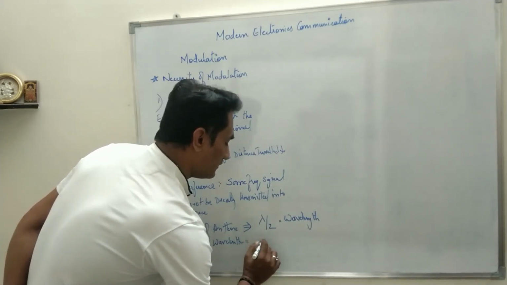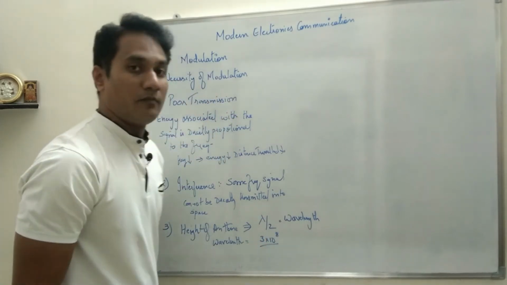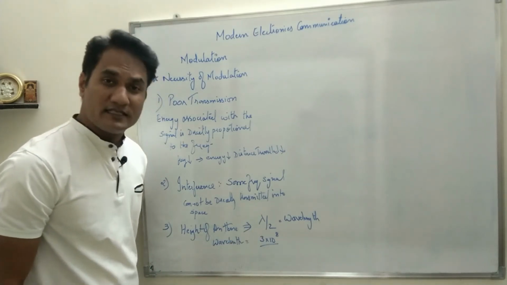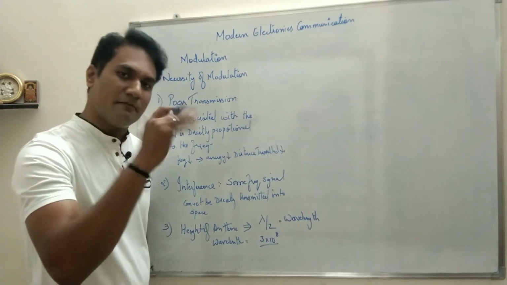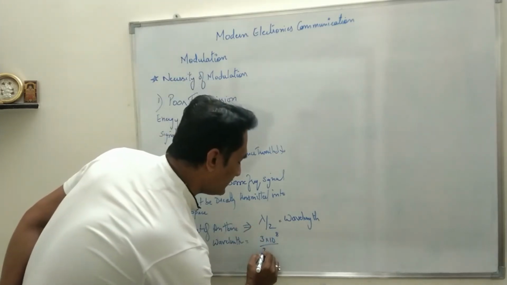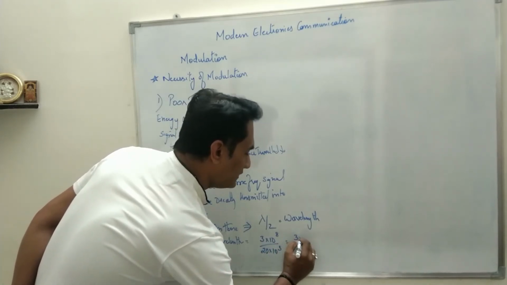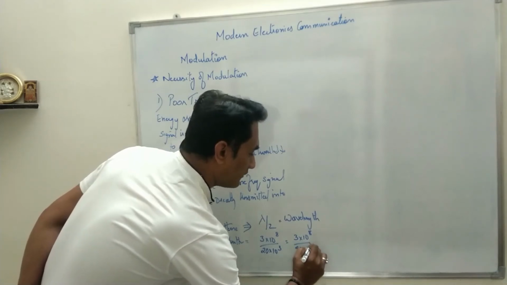Wavelength is the speed of your signal transmitted, that is 3 into 10 to the power 8 meters per second, divided by frequency, right? So 3 into 10 to the power 8, and for frequency, of course, if you are talking about the original audio frequency, let us take the maximum value, that is 20 kilohertz. So 20 into 10 to the power 3. This can be written as 3 into 10 to the power 8 upon 2 into 10 to the power 4.